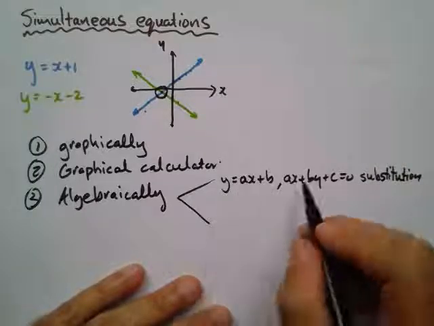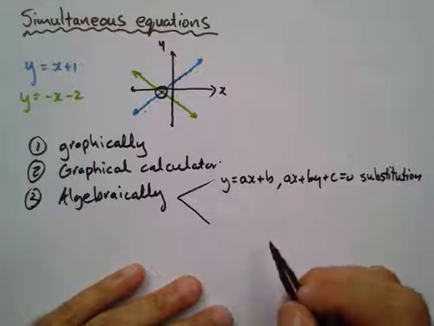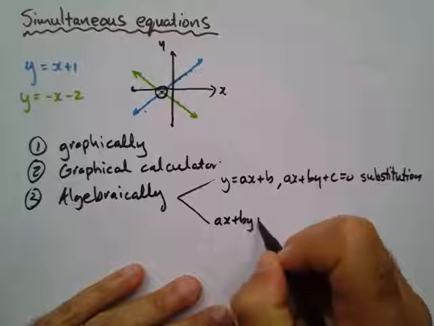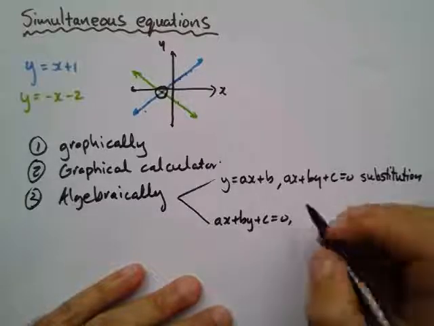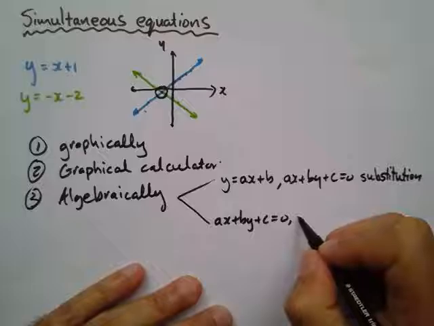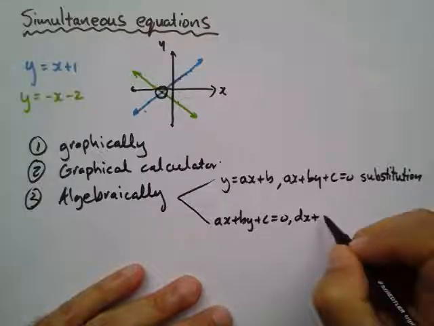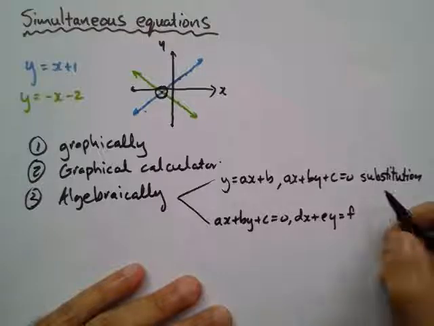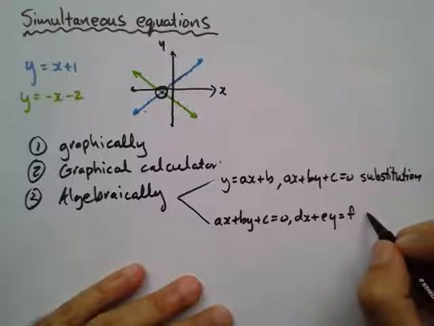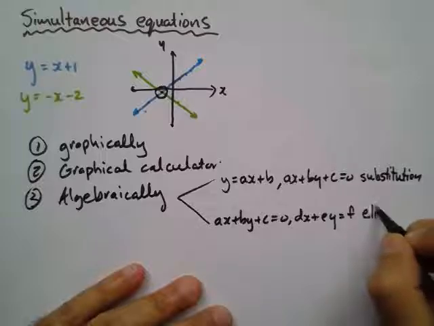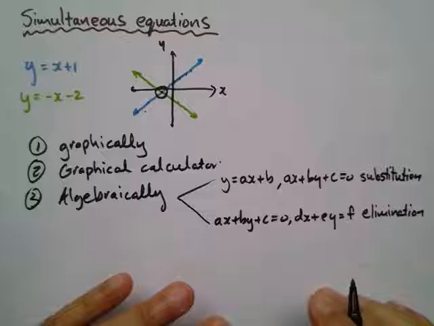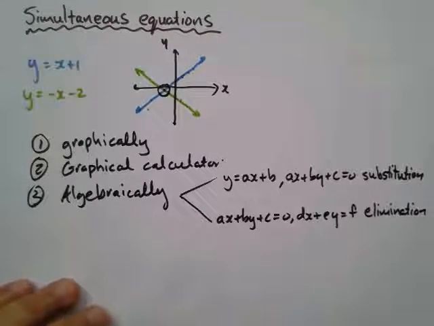And if it's in the form where neither of the equations has a subject, so let's say ax plus by plus c equals 0, and the other equation is dx plus ey equals f, then we're going to use a method called elimination. So the next couple of videos will show you how to do each one of these.